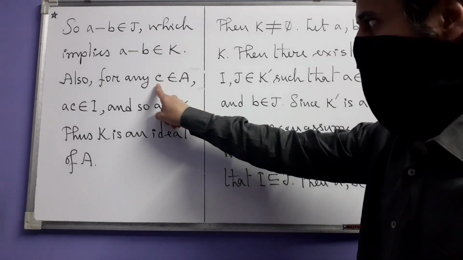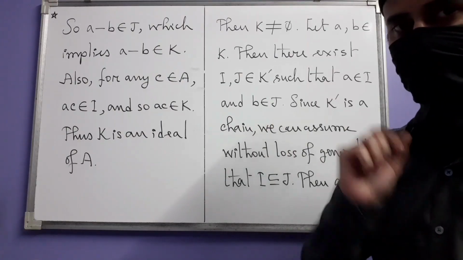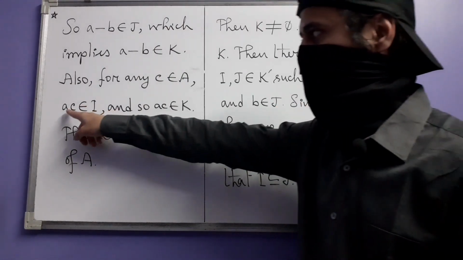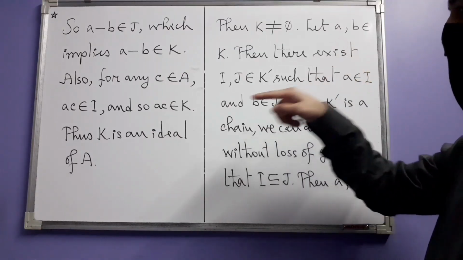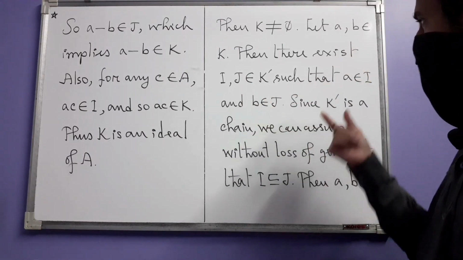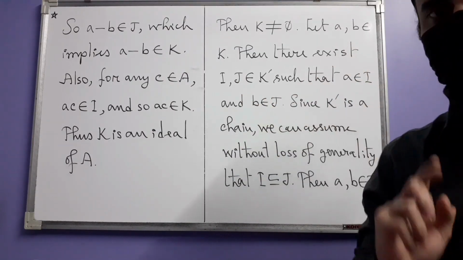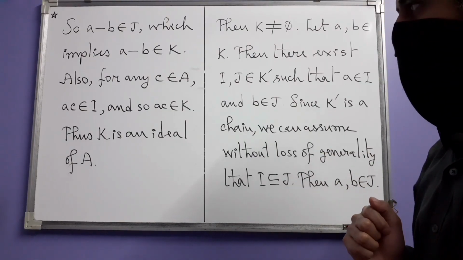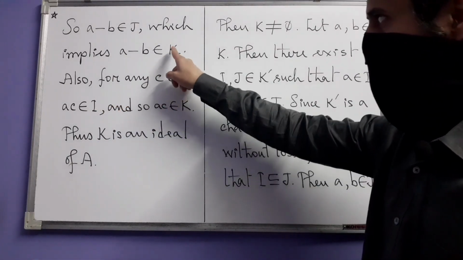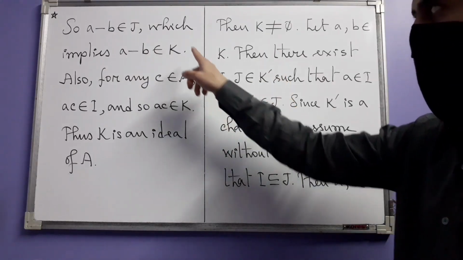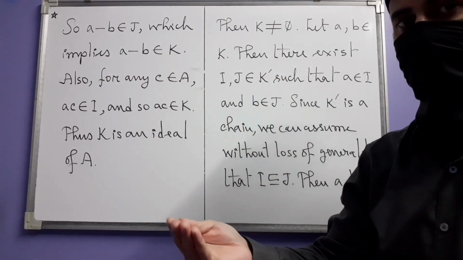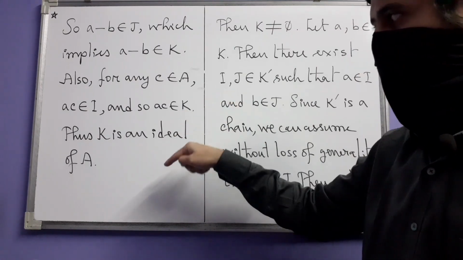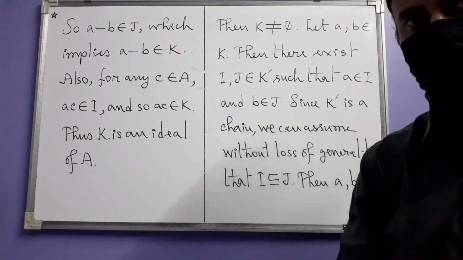Also, if you take an arbitrary ring element, say small c, and multiply this element A by c, then AC will belong to I, because A belongs to I and I is an ideal, so the product AC will belong to I. But then because I is just like J, one of the sets in the union K, AC will automatically belong to K. And that's how we have proved that K is actually an ideal of A.